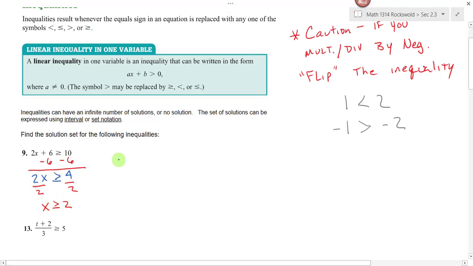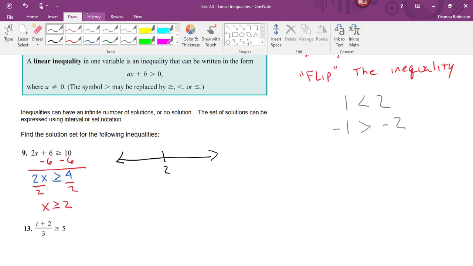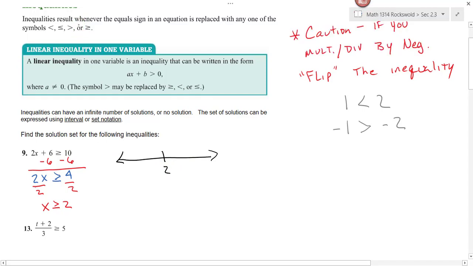If I were to graph the solution on a number line, I'm just going to put 2 right here. Would I use a parenthesis or a bracket on 2, or an open circle or a closed circle on 2? It'd be a closed circle, and would I shade to the left or to the right? The inequality points in the direction that you shade if your x is on the left. So this would be my solution.